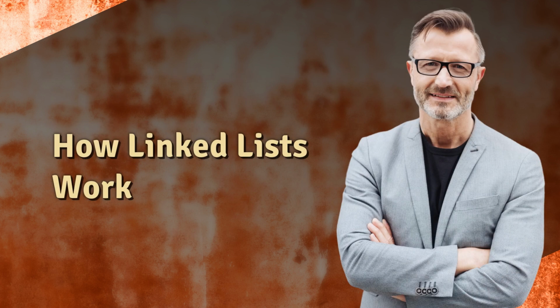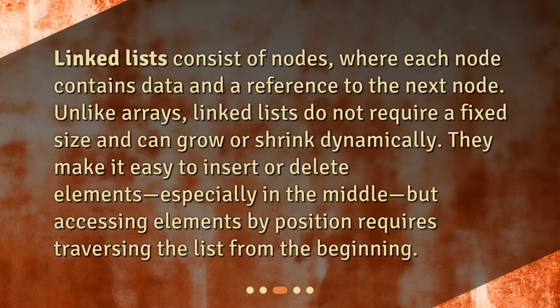How linked lists work. Linked lists consist of nodes, where each node contains data and a reference to the next node. Unlike arrays, linked lists do not require a fixed size and can grow or shrink dynamically. They make it easy to insert or delete elements, especially in the middle, but accessing elements by position requires traversing the list from the beginning.